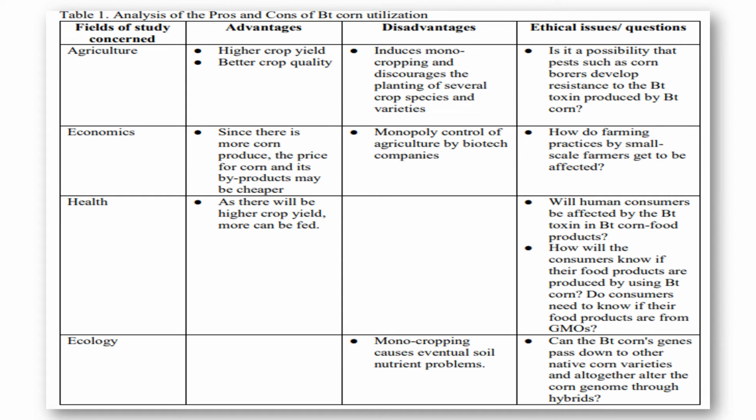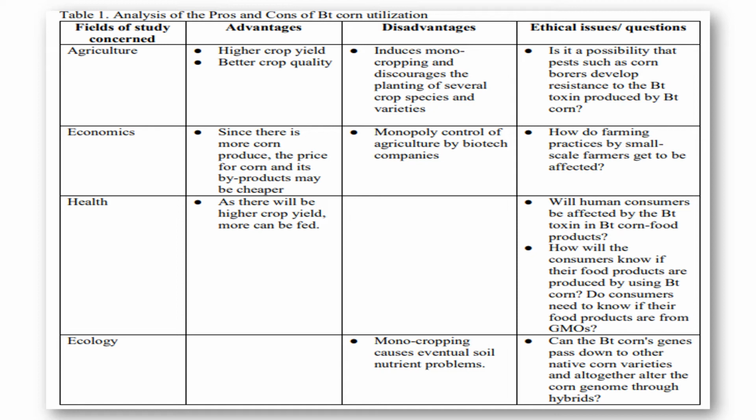So let us then try to analyze the consequences of using this genetically modified crop. Ito yung table showing analysis of the pros and cons of the Bt corn utilization. The first column is the field of study concerned. Second is the advantages. Next, the disadvantage and the ethical issues or questions. Let's have in agriculture, yung advantage nito, higher crop yield, 'di ba? Mas maraming naaani. Better crop quality, magaganda yung quality, malalaki, tapos mga malulusog yung mga plants as well as hindi siya walang sakit or walang mga fungi na nakadikit sa kanya.